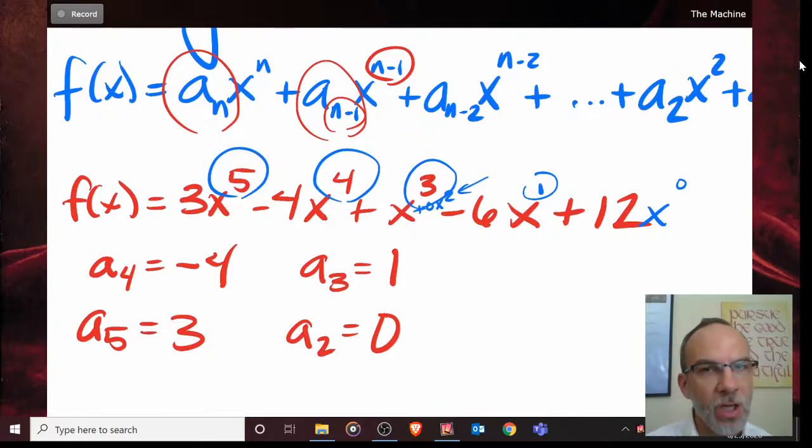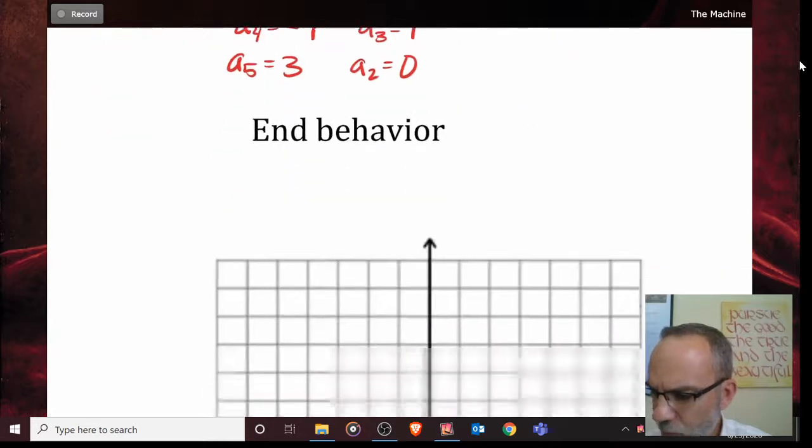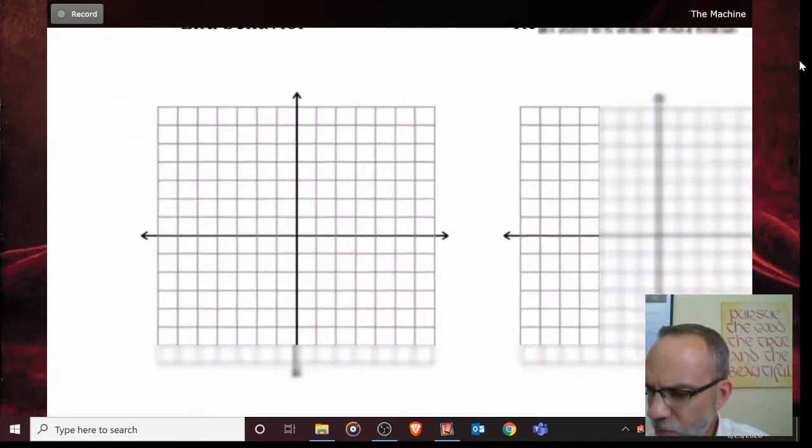No fractional exponents. No two variables multiplied by each other. You're not going to see like an x and a y or something like that. So that's the definition of a polynomial. And we get into what are called power functions. So let's talk about some power functions here. Let me do one like this.